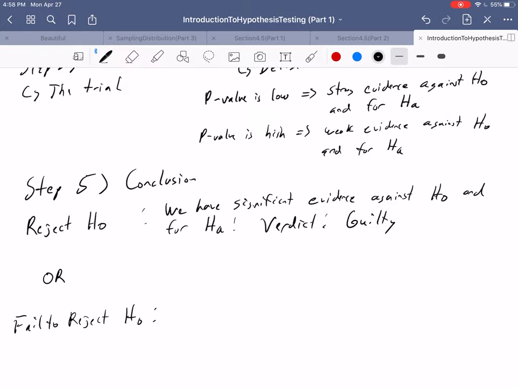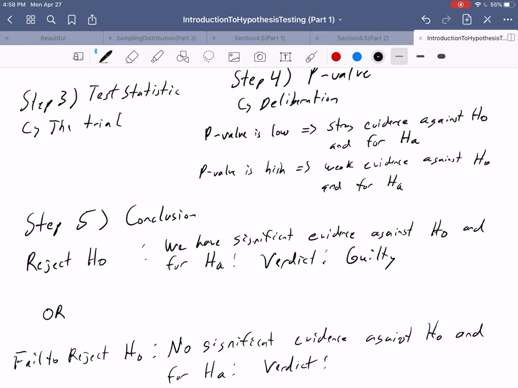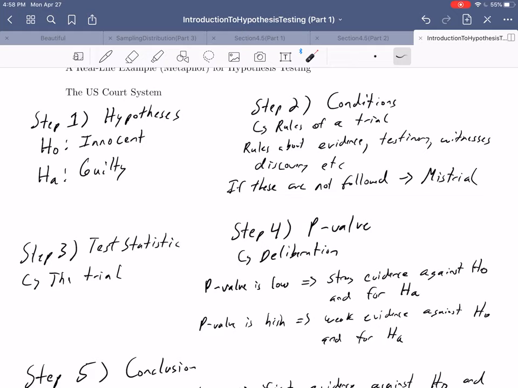All right, failing to reject H0. This would mean we have no significant evidence against H0 and for HA. Now, we got to be really careful here. What is the verdict? When you're saying we don't have any reason to throw this guy out, that doesn't mean we've supported this, right? We didn't say that we feel that the person is innocent. We're just saying we don't see any reason to shift to guilty. So, the verdict that would be pronounced here is not guilty.